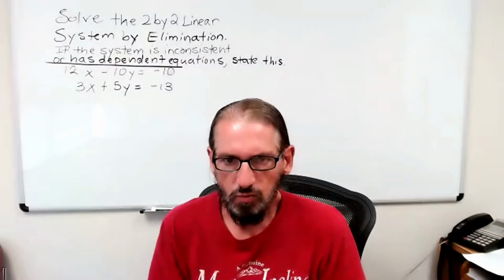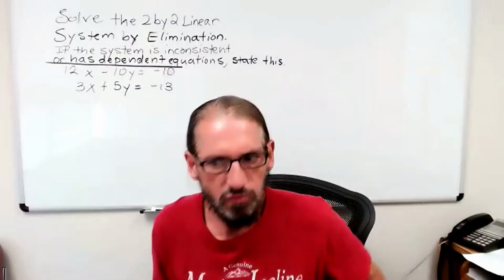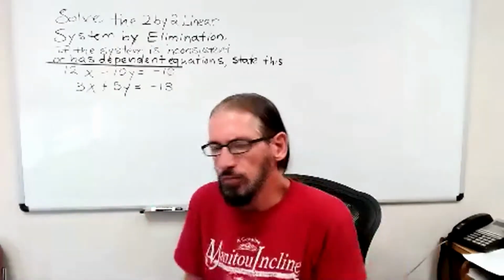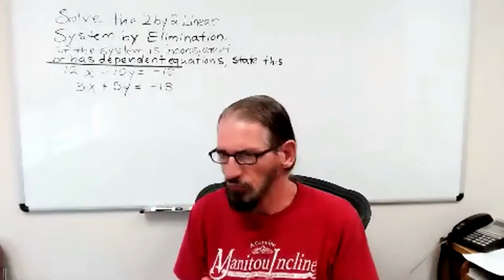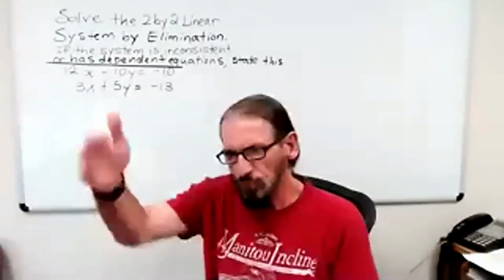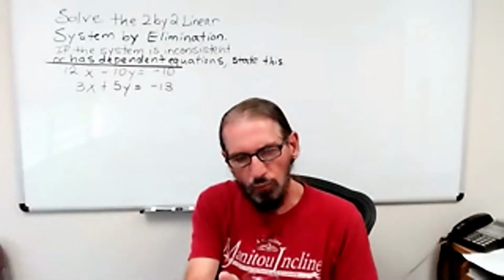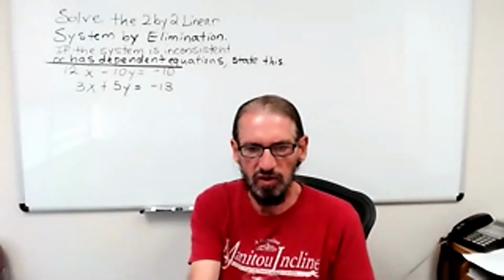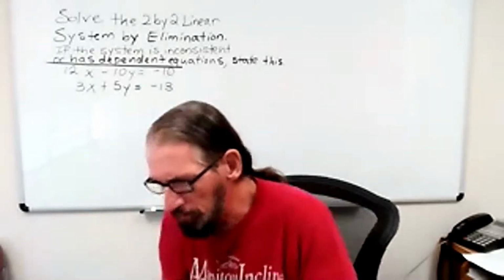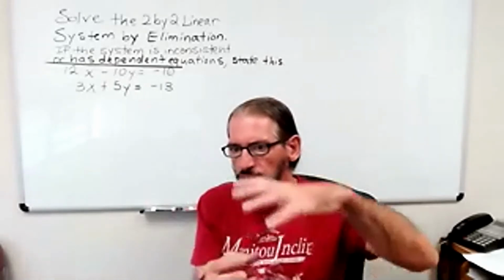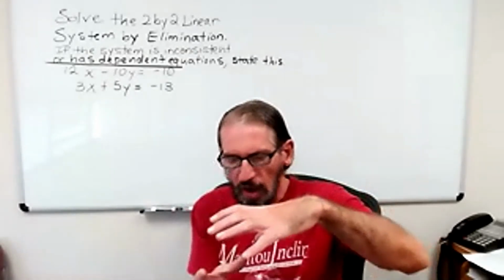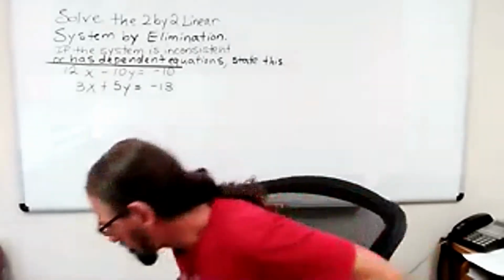Time to solve another 2 by 2 linear system by elimination. If it wasn't clear from the last example, you don't try to add the columns if you don't have one of those variables canceling out. We need coefficients that are opposite in sign of each other.